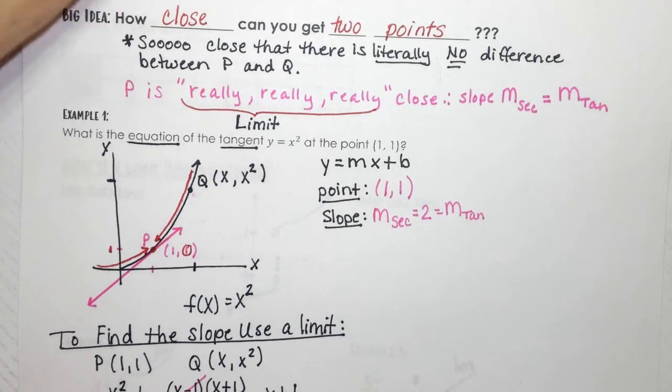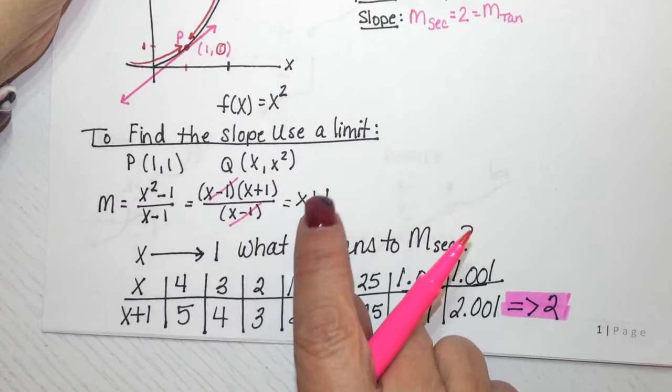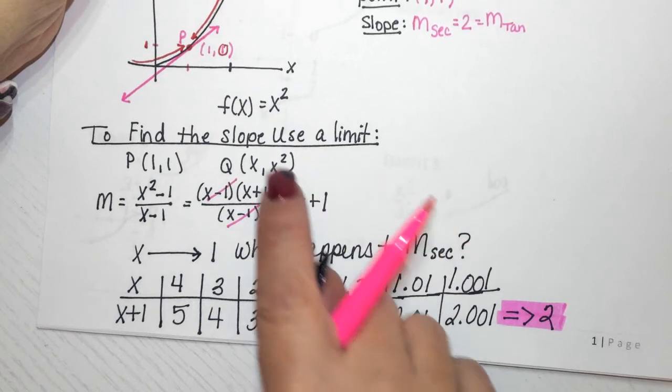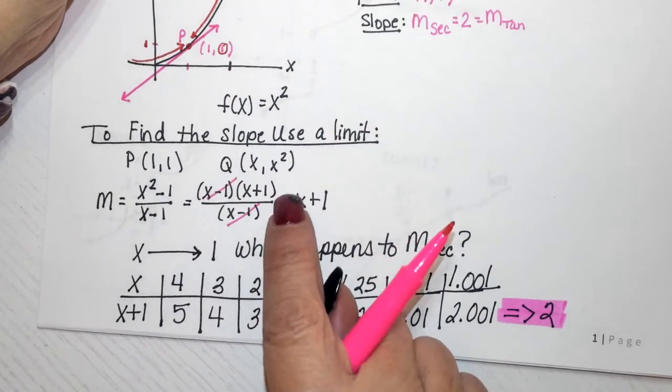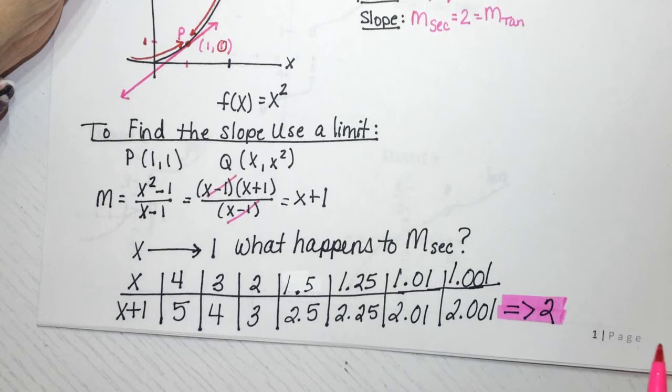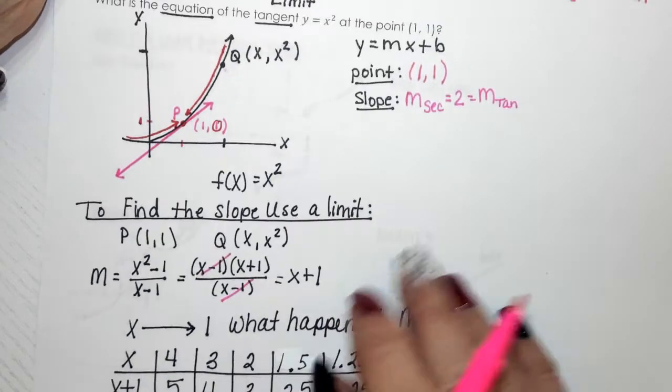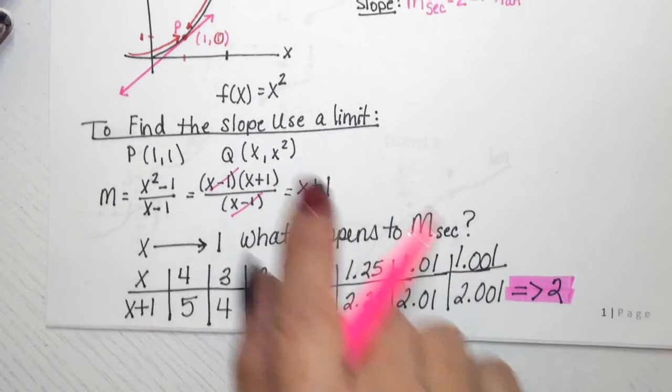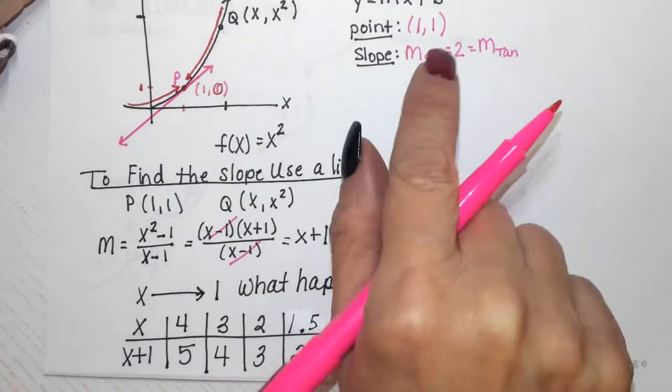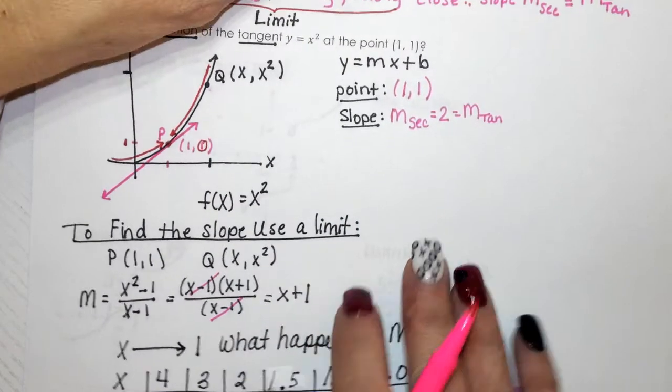Well, I know that the slope of the tangent is the same as the secant. Now here's what you're thinking. Well, could we not have just said it's x plus 1? If x is 1, could we not have just said 1 plus 1 is 2 and gotten the slope of the secant? You could have. But we needed to go through this concept because I needed you to see what's happening here before we jump to that.